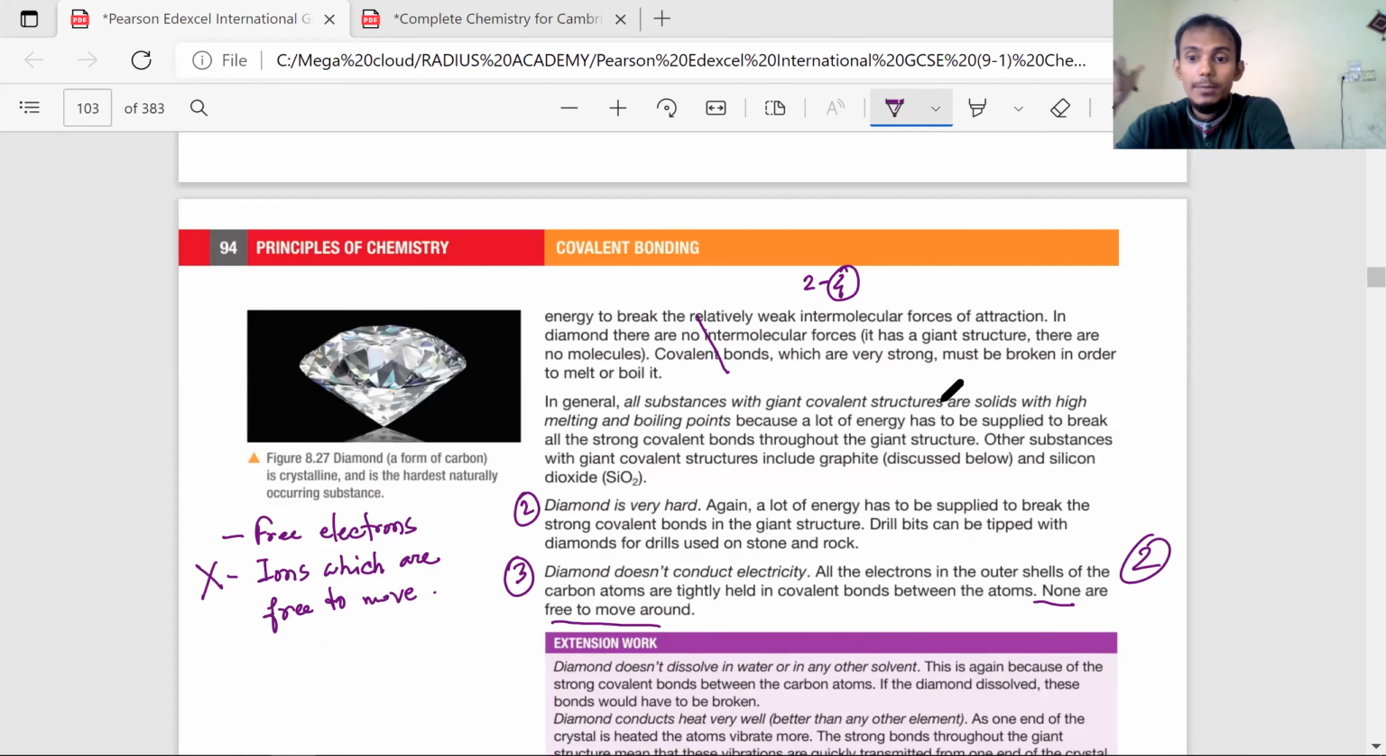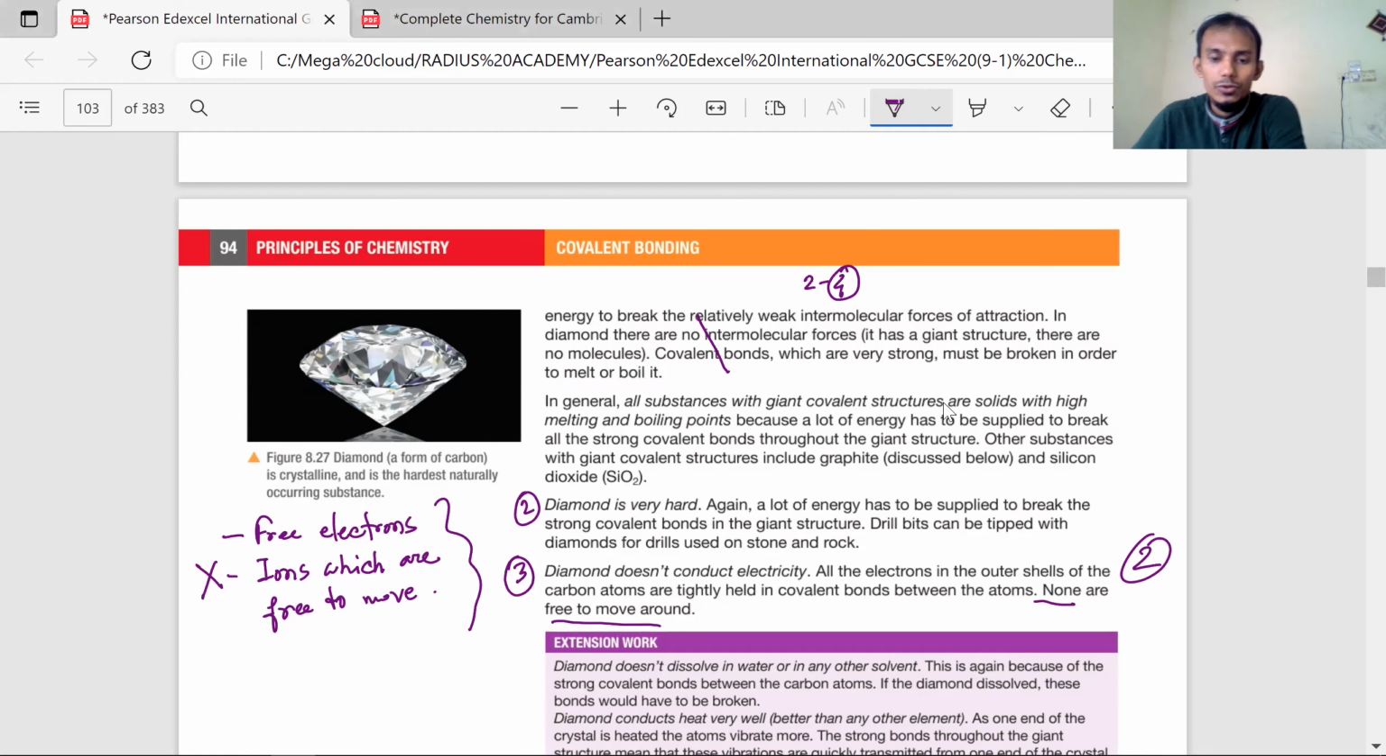Number 1 point: diamond is a giant covalent structure. All the outer shell electrons are tightly held, or they are busy forming covalent bonds. So none of the electrons are free to move. That's it, done, 2 marks. And try to remember these two points. If any entity is an electricity conductor, it must have either of these two properties. Either they must have free electrons which are free to move, or, if there are no electrons, they must have free ions, which are charged particles, and still they will conduct electricity.